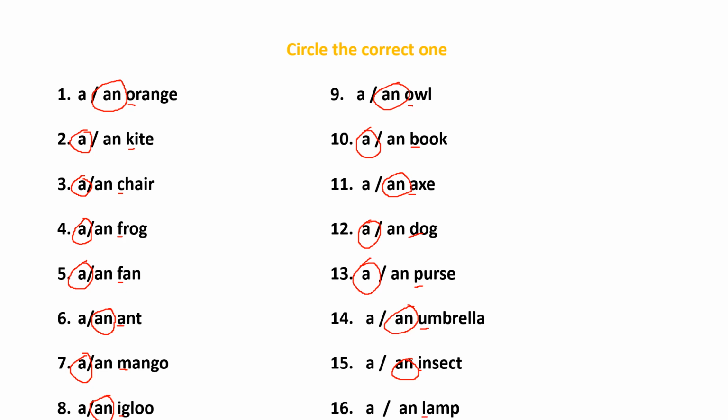Here L. L is a consonant, right? So we are going to say a lamp. I hope it is clear what the articles A and An are, and when to use a and when to use an article.